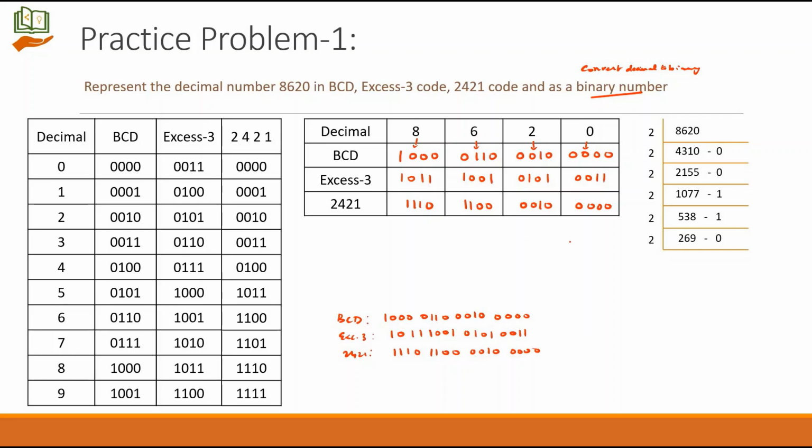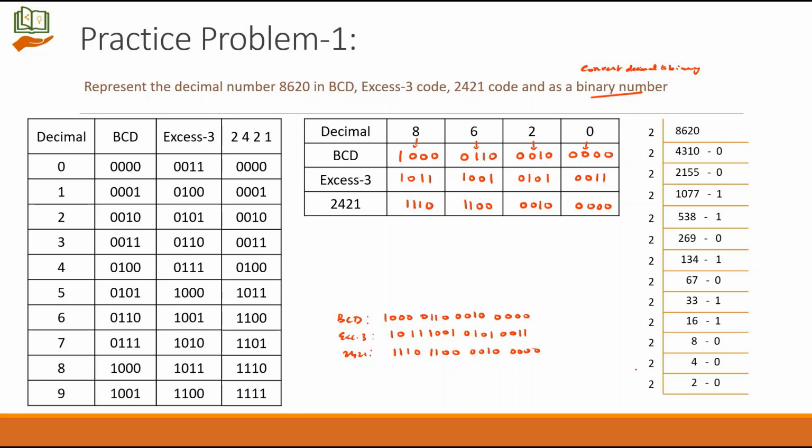269 by 2 gives 134 as the quotient and 1 as remainder. 134 divided by 2 gives 67 as the quotient and 0 as the remainder. 67 by 2 gives 33 as the quotient and 1 as remainder. 33 by 2 gives 16 as the quotient and 1 as remainder. 16 by 2 gives 8 and remainder 0. 8 by 2 gives 4 and remainder 0. 4 by 2 gives 2 and remainder 0. Again 2 ones are 2, so 1 will be the quotient and 0 will be the remainder.